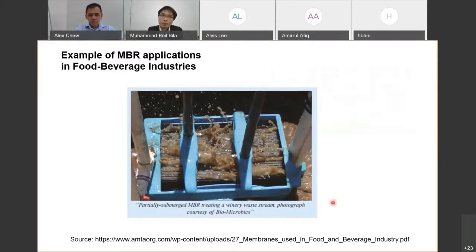It has also been used for food and beverage industries. I just snapped some pictures from a technical report provided by a company that applies MBR for treatment of winery wastewater. You see here that it has already been implemented at large scale. So there's no question about proof of concept, success story. Yes, MBR has a lot of success stories in treating industrial wastewater.